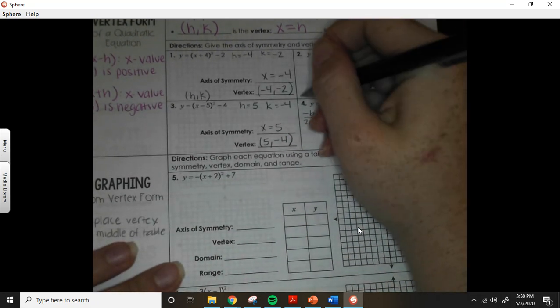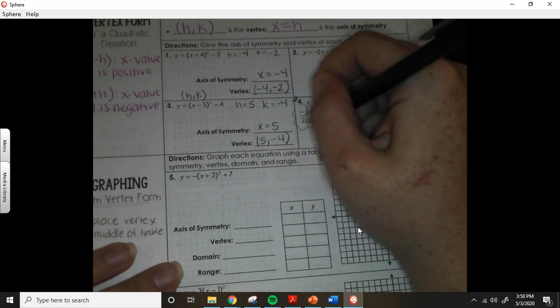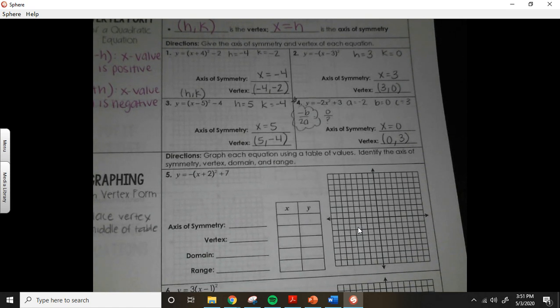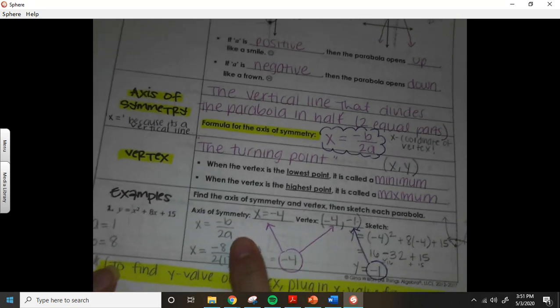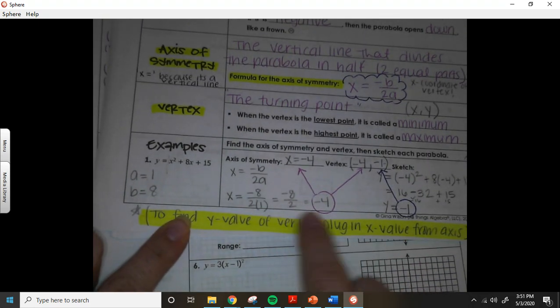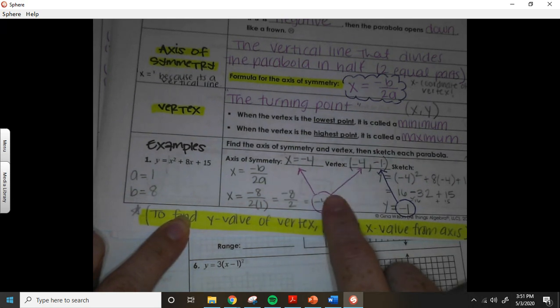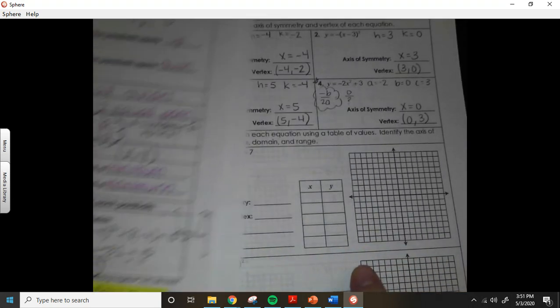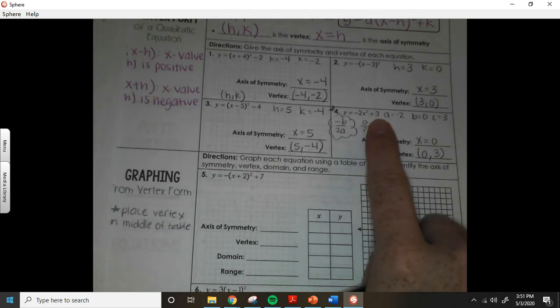Plug in 0, and you get 3 as your y value. So this one wasn't necessarily in vertex form. We just had to remember our -b over 2a from our first lesson. So remember, if you had a problem like this, you would bring up -b over 2a. That's your x value of your vertex, and then we would plug it in to get our y. And in this problem, it was very easy to figure out that if you plugged in 0, you'd be left with a +3.